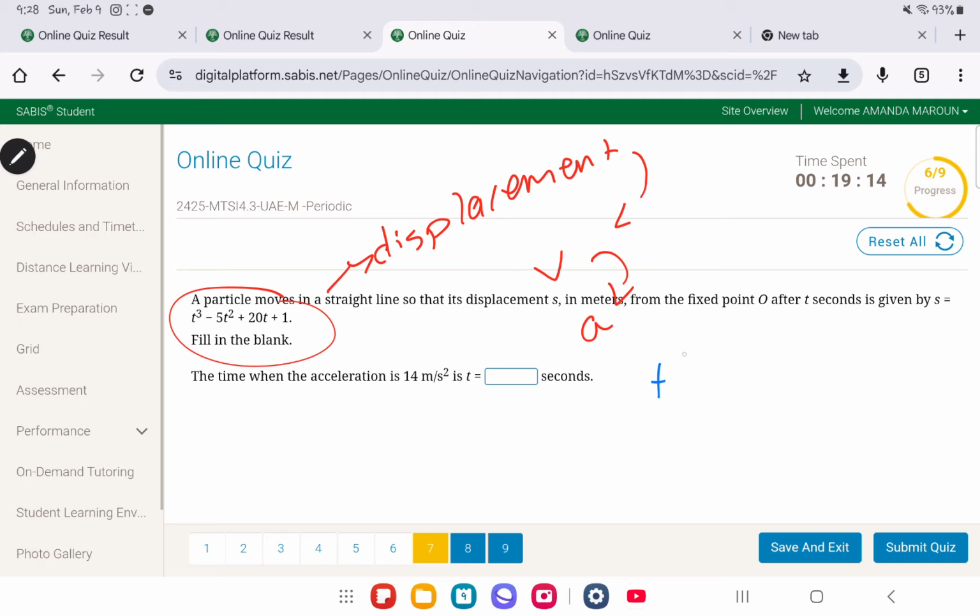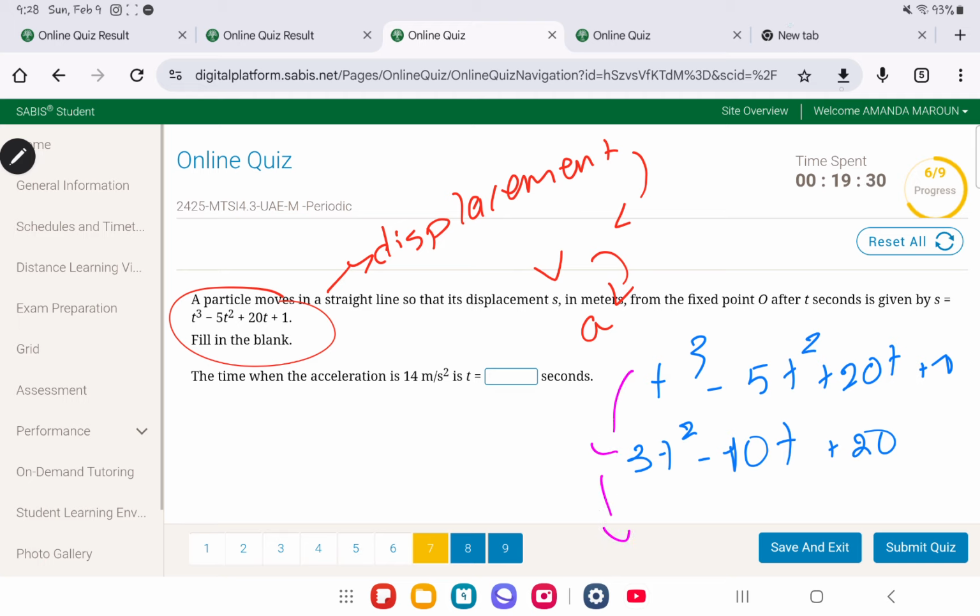So t cubed minus 5t squared plus 20t plus 1, you're going to get 3t squared minus 10t plus 20. Do the derivative again. You are then going to get 6t minus 10. So 6t minus 10. Now we know it is equal to what? It's equal to this acceleration, which is 14.